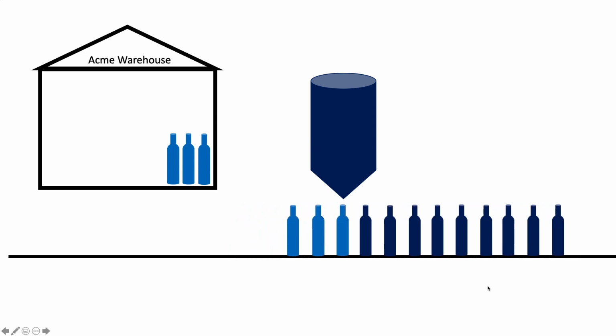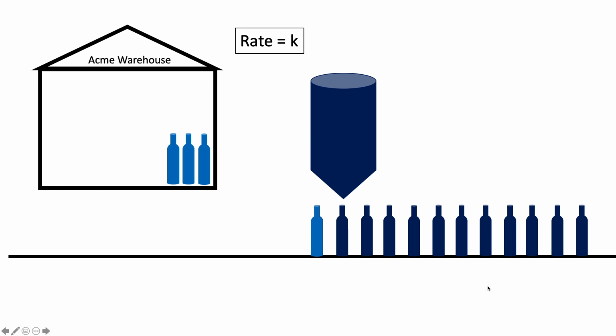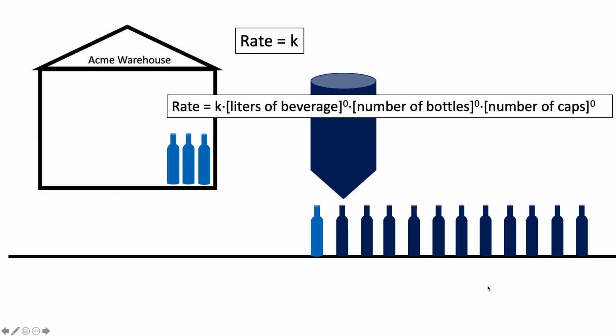Mathematically, we might write rate is equal to k, where k is a constant. For reasons that should become clear shortly, a chemist might write rate is equal to k times quantity of beverage to the 0 power times quantity of bottles to the 0 power times quantity of caps to the 0 power, which is exactly the same expression because anything to the 0 power is 1, making this seem like a silly way to write the rate.